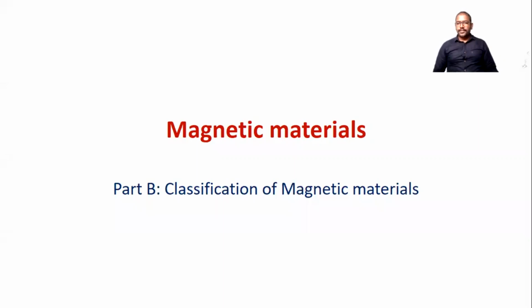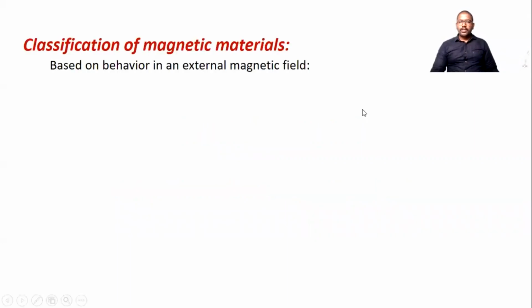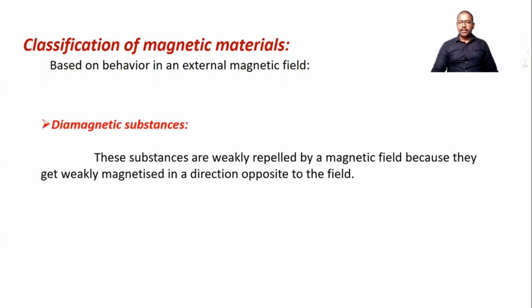Now we start classification of magnetic material. Based on behavior of material in an external magnetic field, the materials are classified under three categories. The first one is diamagnetic substances. Now what are diamagnetic substances? These are the substances which are weakly repelled by magnetic field because they get weakly magnetized in the direction opposite to the field. So when these diamagnetic substances are placed in magnetic field, they are repelled.